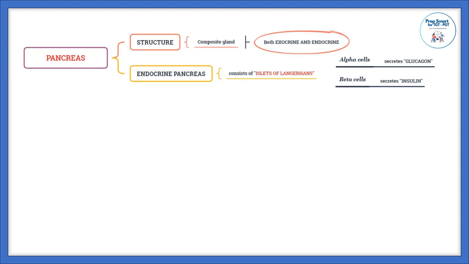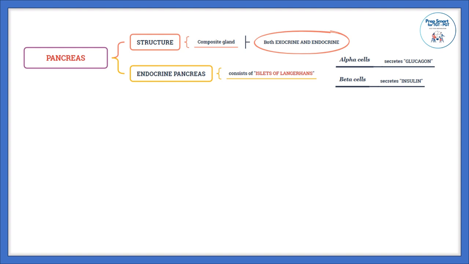So we have already covered some of the endocrine glands like hypothalamus, pituitary gland, pineal gland, thyroid gland, parathyroid gland, thymus and adrenal gland. So the next gland for the discussion is pancreas, which is also considered as a composite gland as it acts as both exocrine and endocrine. Pancreas has a prominent role in digestion of carbohydrates, proteins and fats. Talking of the endocrine portion of the pancreas, it consists of the islets of Langerhans.